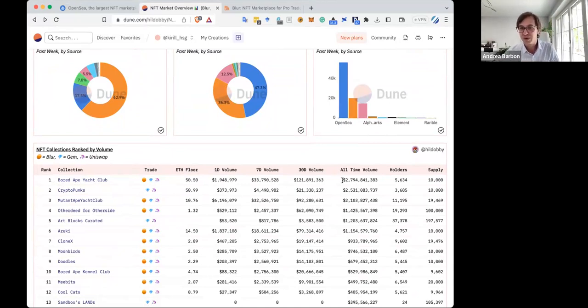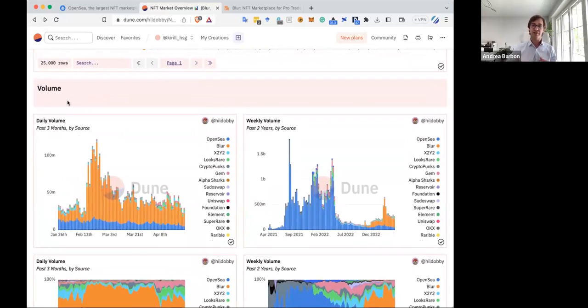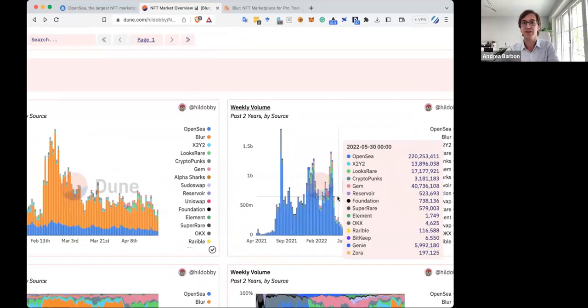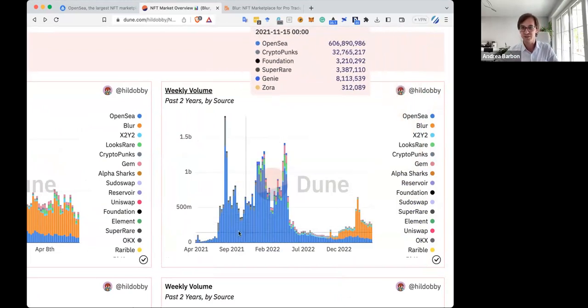And the all-time volume is almost $3 billion. Then you can check these statistics for all the other very important collections like the CryptoPunks or the Azuki collection, etc. But if you scroll down, there are some interesting statistics about the trading volume on NFTs. Let's focus for a moment on this weekly volume chart. First of all, this is split by exchanges. In blue, you see OpenSea, which for a long time has been the dominant exchange for NFTs.